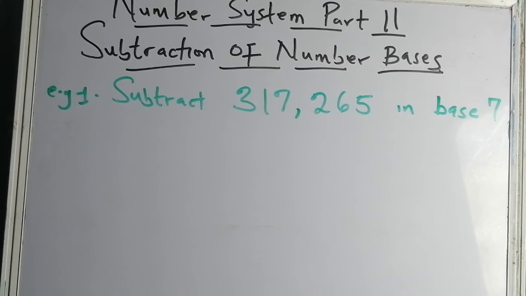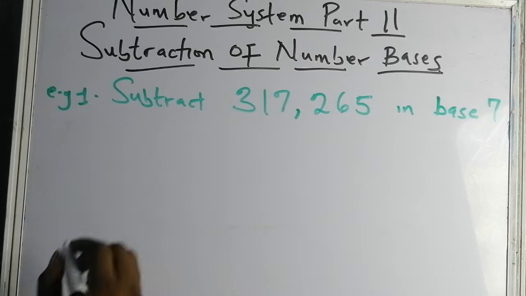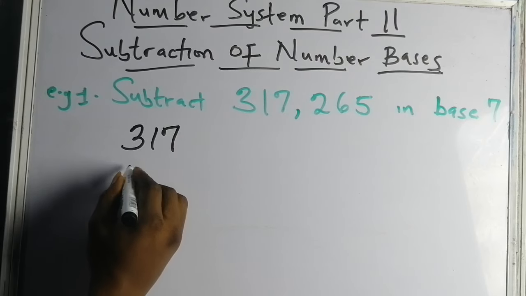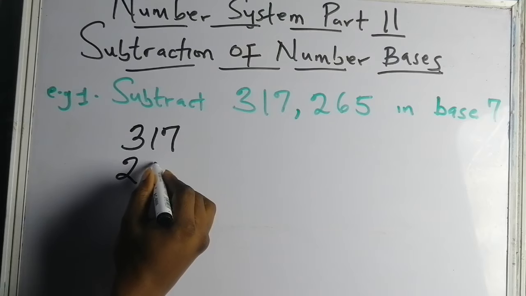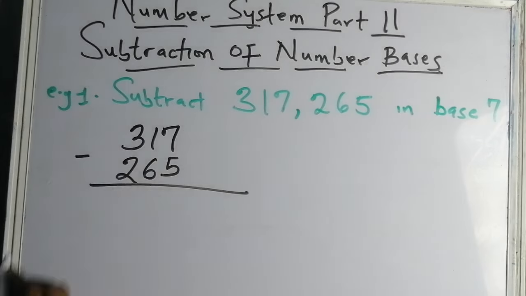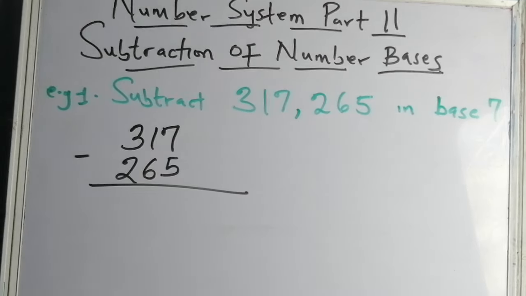Example 1. Subtract 317 from 265 in base 7. Subtract in what? In base 7. Follow the same procedure similar to addition. Okay, 317 and 265. So we're doing this subtraction in what? In base 7.